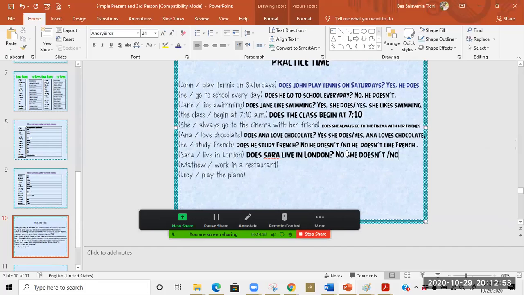Or no, Sarah, no, she or Sarah. Ajá, excellent. She or Sarah. Ambas aplican. She, Sarah, si fuera una doctora, the doctor, si fuera una teacher, the teacher doesn't live in London. Puede ser su profesión, su nombre o el pronombre de ella. No, she doesn't live in London. Very good, excellent. Good job.